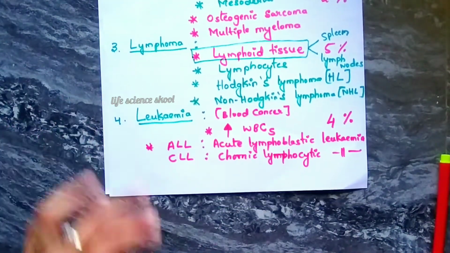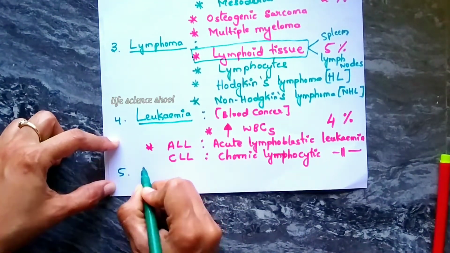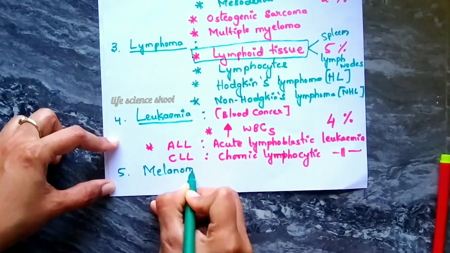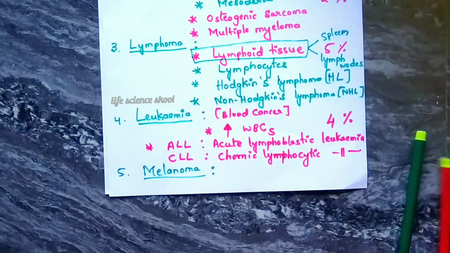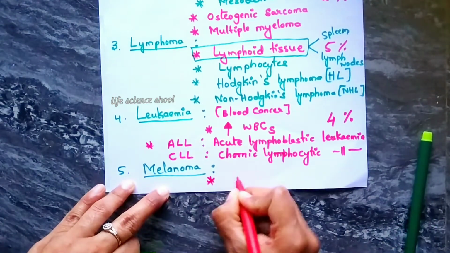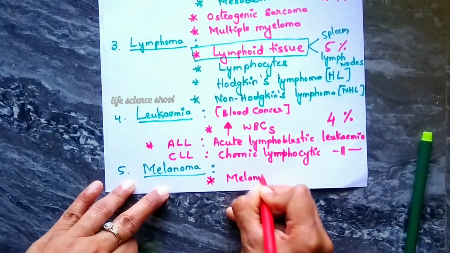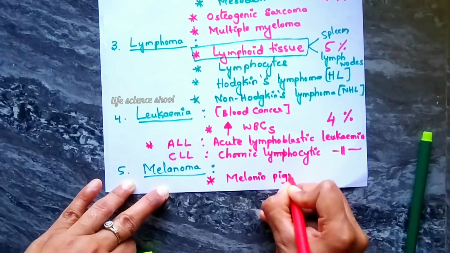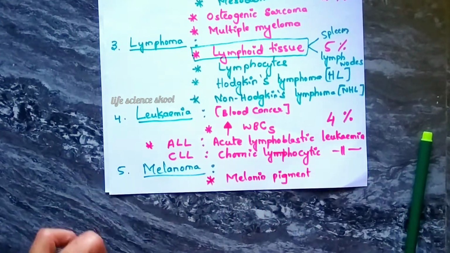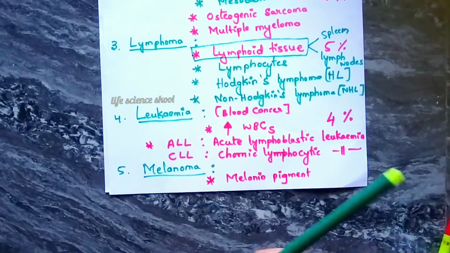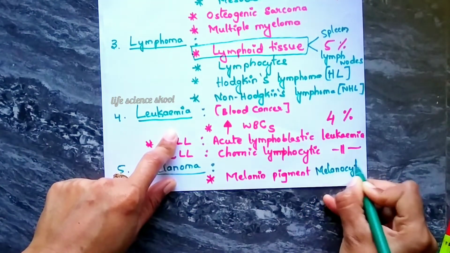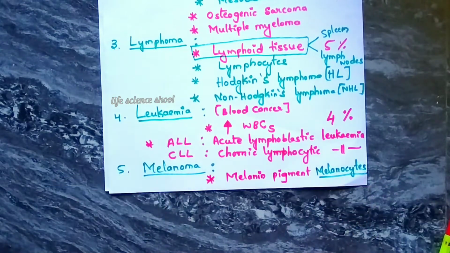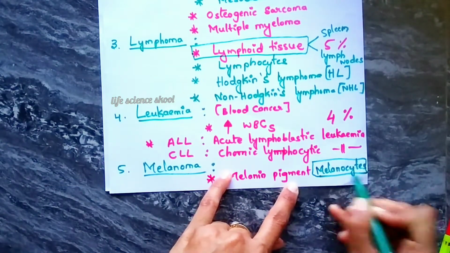And we will move on to the next type, that is the fifth type, melanoma. So this one is easy. Melanoma is the cancer of the cells which contain melanin pigment, nothing but melanocytes. Okay, the key word which you have to remember is melanocytes. These actually give the color to the skin. Okay, it is a skin cancer.